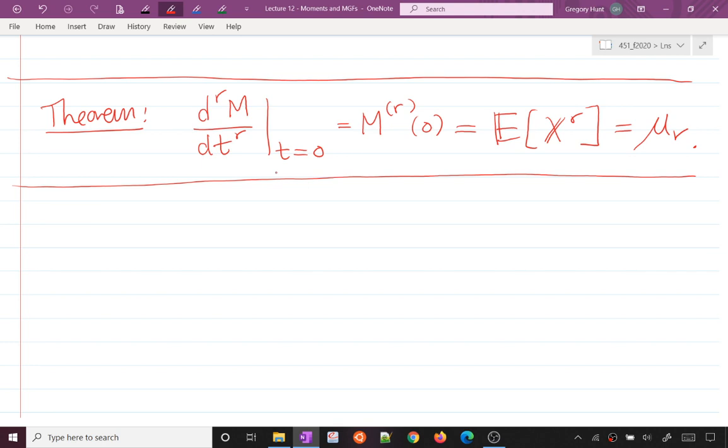And the moment generating function, which seems like this kind of weird beast, encodes the moments of the random variable, which encode information about the distribution. In fact, they encode basically all the information about the distribution of the random variable.